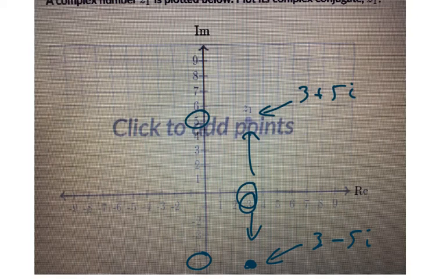But that's all there is to conjugates, guys. All you do is change the sign of the i, or the complex number part. When it's graphed, all you do is flip it over the x-axis.